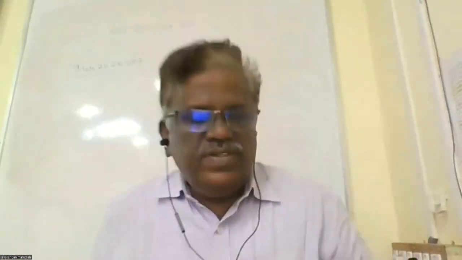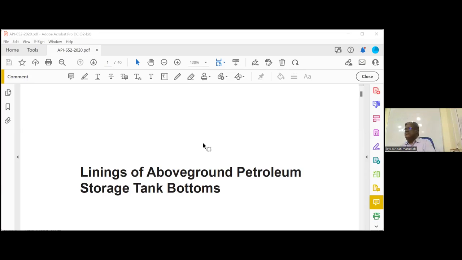Right. Now, linings. Again, where are we using the internal linings, linings for above ground tanks? First one, where are we using the linings? Linings are used on the inside of the tank to protect against product side corrosion. For soil side corrosion, we use cathodic protection.